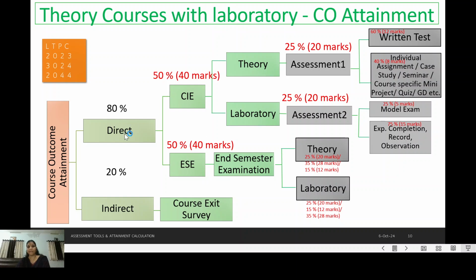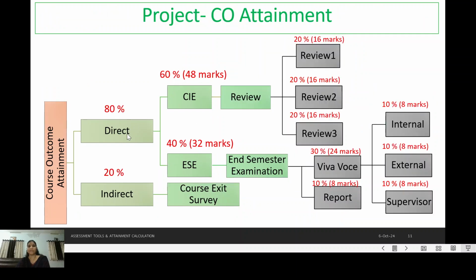So thereby, we will get the direct assessment. And then for practical and project courses, the split is 60-40. In project courses, we use different assessment tools, that is reviews. We have three reviews, and for each review we have different rubrics. All three reviews have equal weightage, 20%, that is 16 marks each. Totally 48 marks is given to continuous internal evaluation.